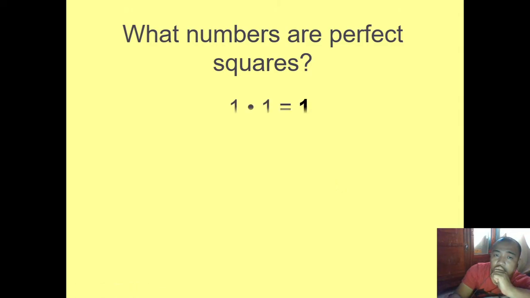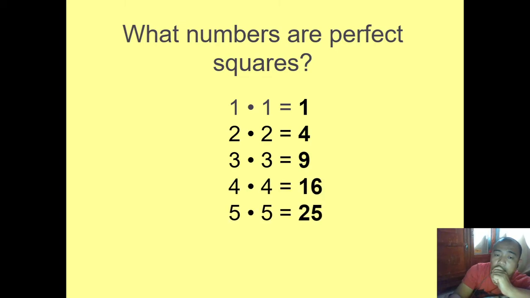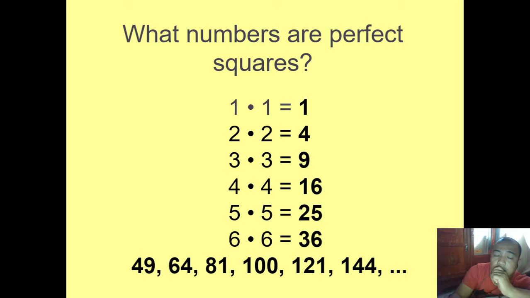What numbers are perfect squares? 1 times 1, 1. 2 times 2, 4. 3 times 3, 9. 4 times 4, 16. 5 times 5, 25. 6 times 6, 36. And so on and so forth. If we multiply 7 by itself, 49. 8 times 8, 64. 9 times 9, 81. 10 times 10, 100. 11 times 11, 121. 12 times 12, 144. So these numbers are what we call perfect squares: 1, 4, 9, 16, 25, 36, 49, 64, 81, 100, 121, 144.